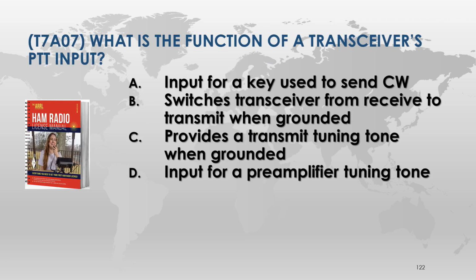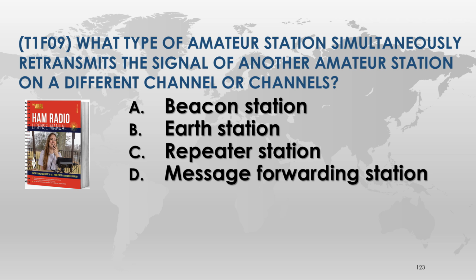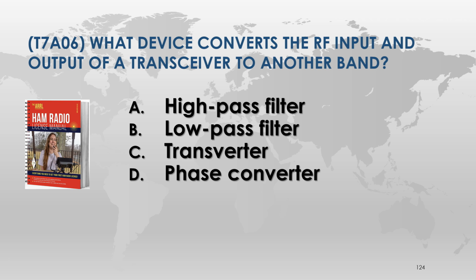So, all right. Questions. What is the function of a transceiver's PTT input? Switches transceiver from receive to transmit when grounded. There you go. What type of amateur station simultaneously retransmits the signal of another amateur station on a different channel? Wow, I didn't get finished with the question. You got a Charlie already. So while I'm reading the question, you're reading all the answers, right? Somebody said, Charlie, repeater station. That is correct. What device converts the RF input and output of a transceiver to another band? Charlie.